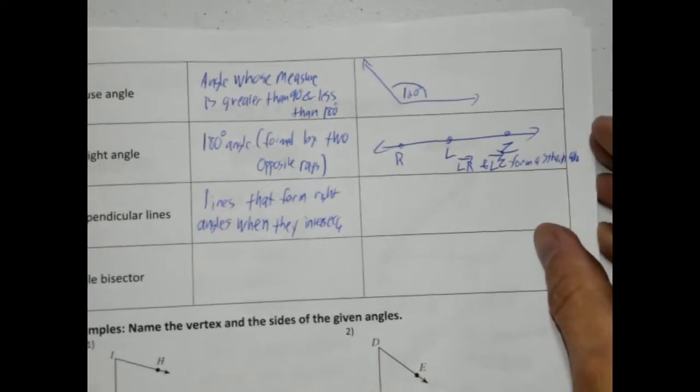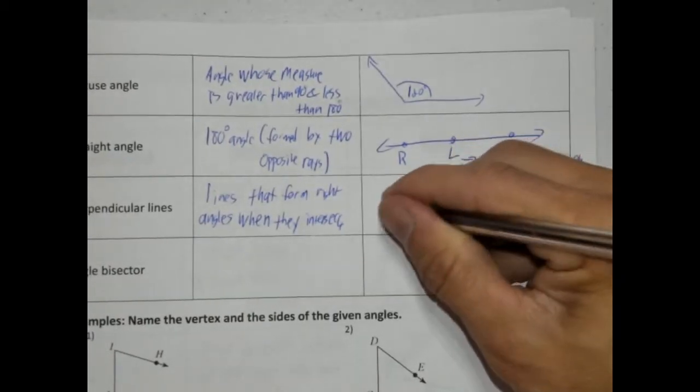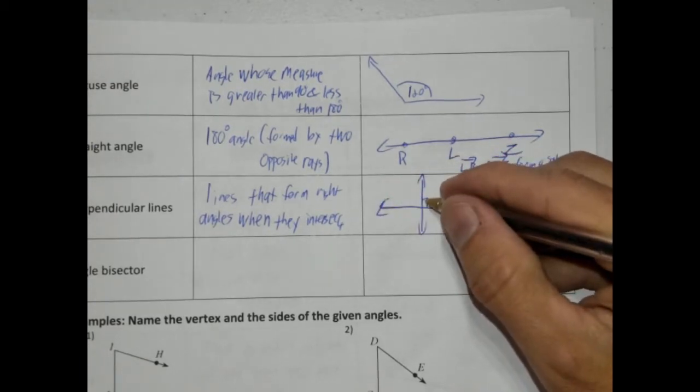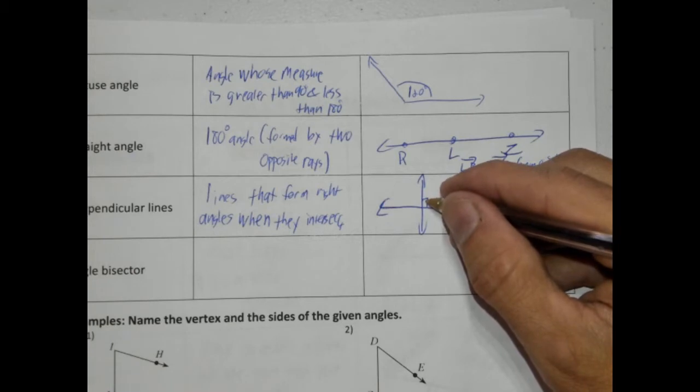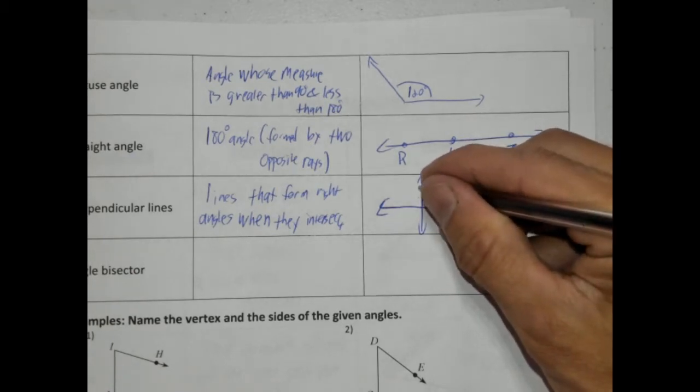Okay, so if we have an example of that, it would look something like this. So we have two lines that are intersecting with one another. We have the notation to show that they're right angles. And that if this angle is 90 degrees, that means actually all these remaining ones also have to be 90 degrees. We'll get into that later.